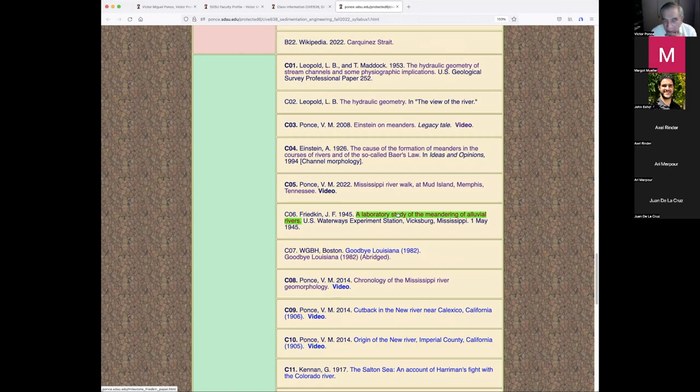I'm making that comment because Friedkin wrote this paper while he was employed with the U.S. Waterway Experiment Station. While I'm talking about it, there's another lab called the HEC Lab, Hydrologic Engineering Center, which since 1968 originates the HEC models, among them HEC-RAS and HEC-HMS. HMS is the Hydrologic Modeling System, and RAS is the River Analysis System. Those are the two computer models that the Army Corps supports out of their HEC lab in Davis, California.